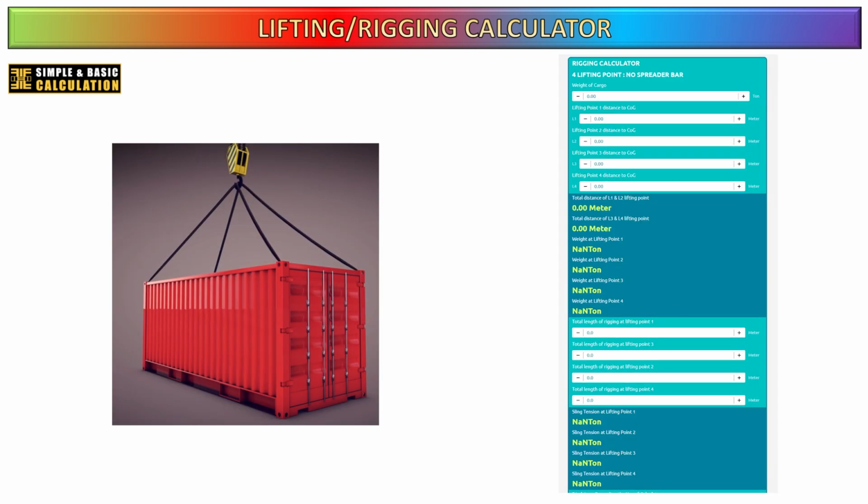The 4 lifting point calculator is essential for lifting large platforms, skids, generators, or any equipment requiring multiple support points. Step 1. Input total load. The calculator will automatically divide the weight based on geometry, not simply by dividing by 4. Step 2. Enter lifting point coordinates or distances. This identifies the center of gravity relative to the lifting points, allowing for realistic distribution.